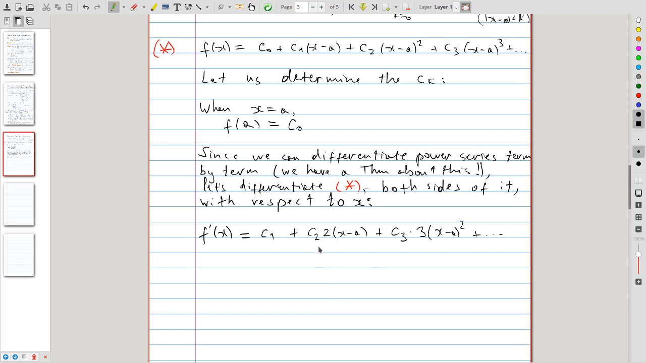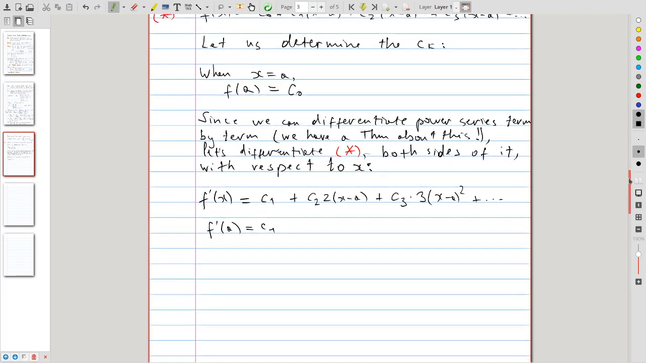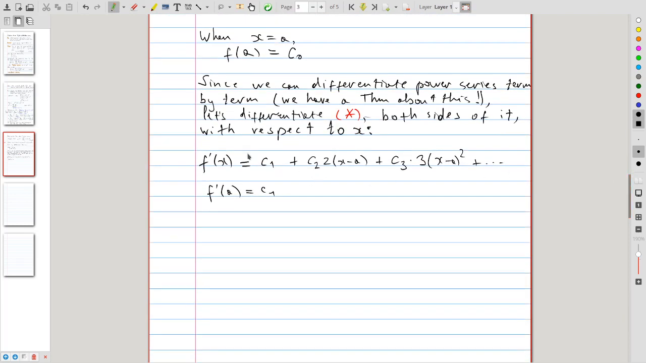So what we see is that the value of f prime at the point a is equal to c1, because c1 is the constant term in this infinite power series. If you plug in x equals a, the terms that contain x minus a as a factor will vanish, and we have therefore found a way to express c1 through the derivative of f at the point a. Great. So this seems to be the correct approach.